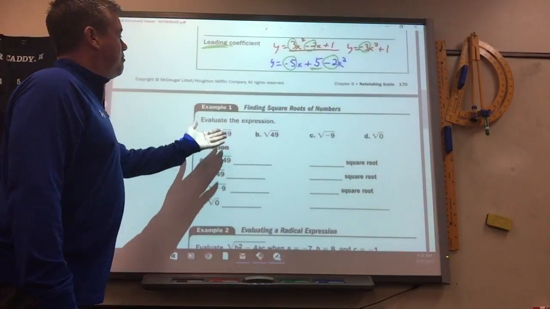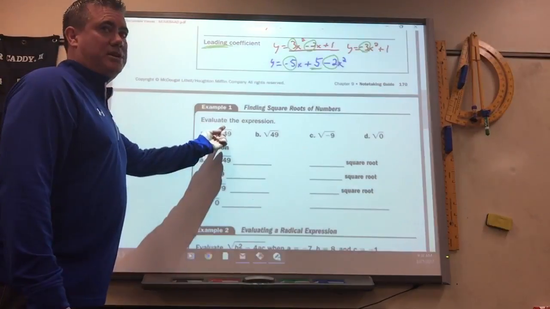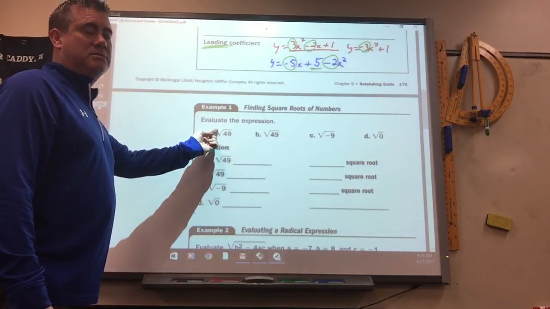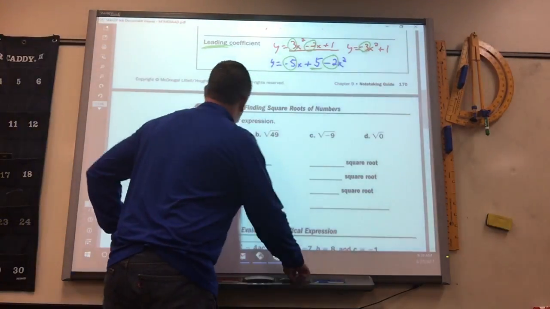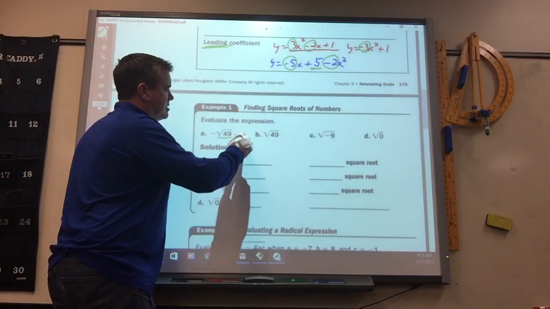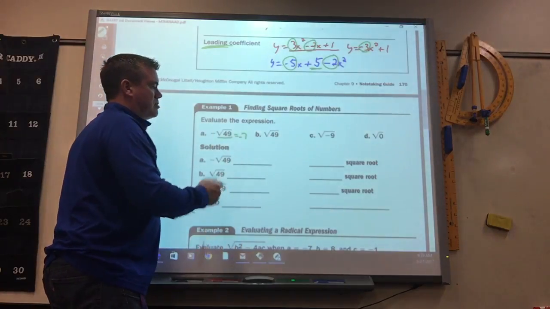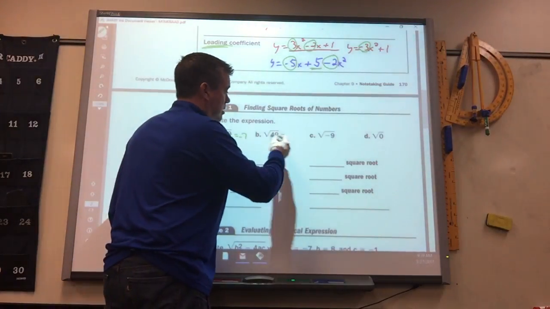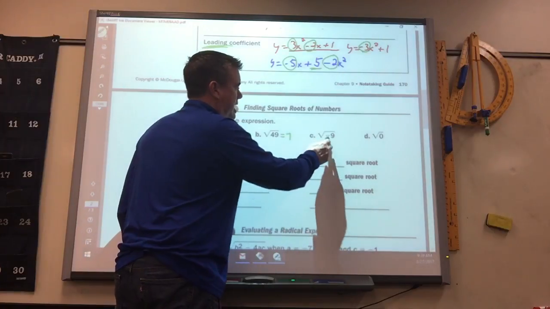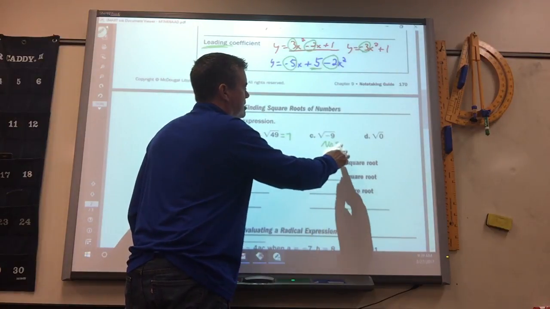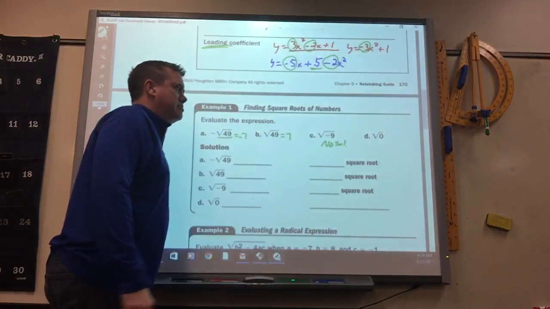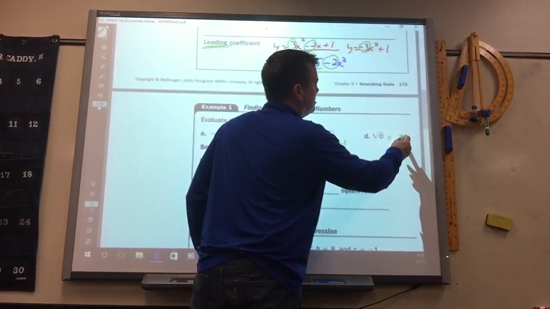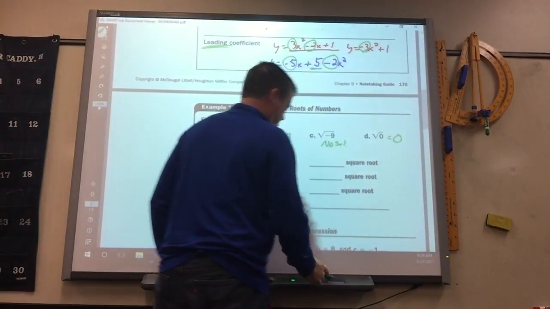Okay, so evaluating, you know how to do these on the calculator, use the square root. These are all perfect squares. Square root of 49 is 7, but there's a negative in front, so it's negative. That's just plain 7. What's that? Can't have a negative inside. Your calculator would show you an error. Square root of 0 is 0.